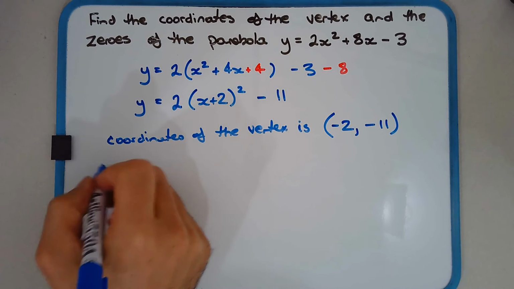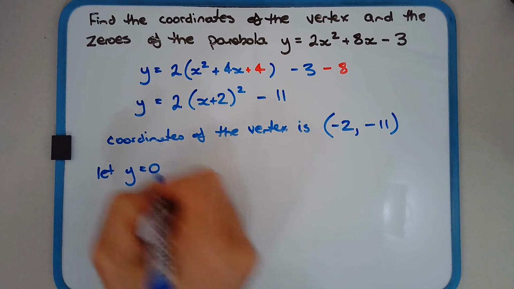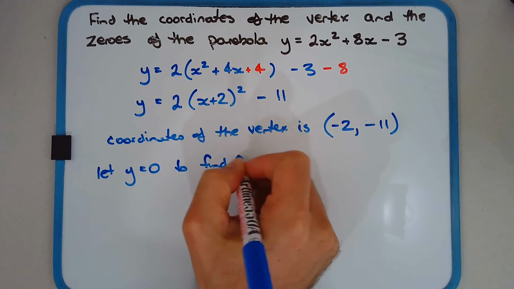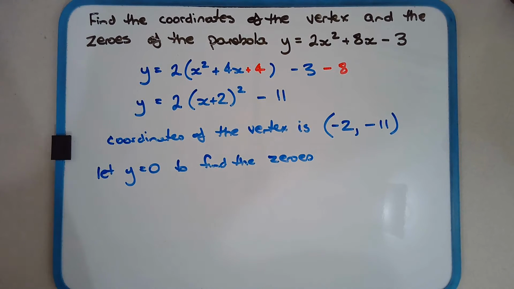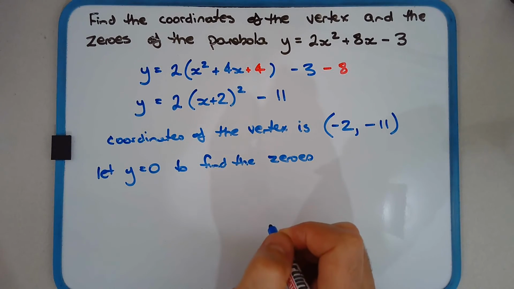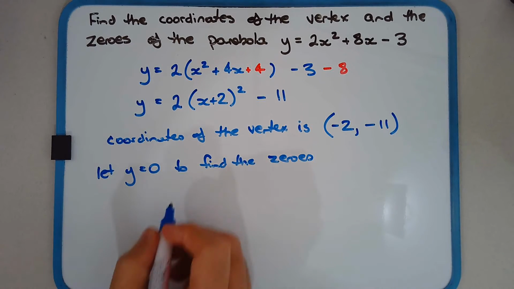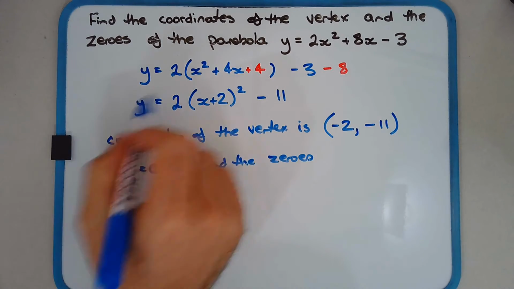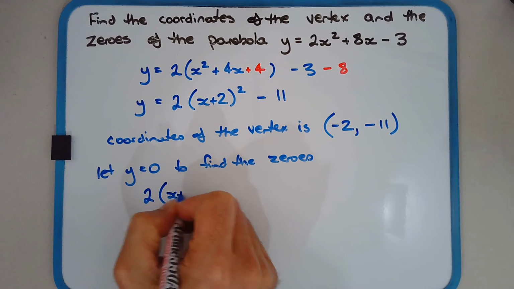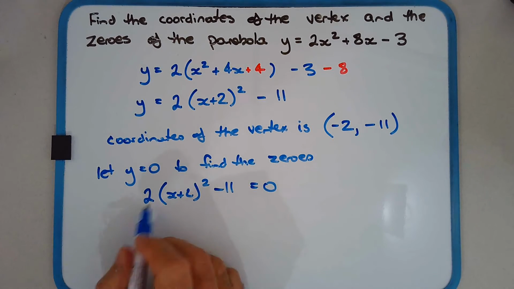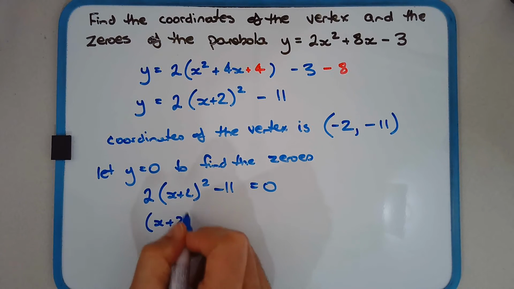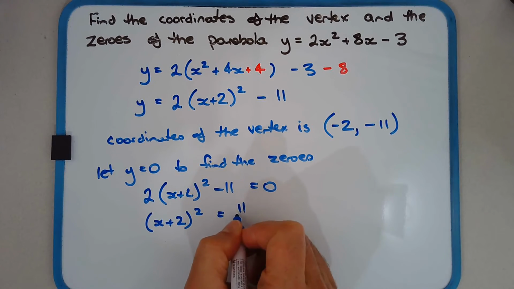What we're going to do is let y equal 0 to find the zeros, or the roots. Sometimes I use the words roots and zeros interchangeably. The zeros refers to the graph, the roots refers to the algebra version of that. But we can use them interchangeably for now. So let y equal 0 to find the zeros. In other words, take this equation here, 2 outside of x plus 2 all squared minus 11 equals 0. Move the 11 over, and we're going to divide by 2 at the same time, so we can do 2 things at once here. x plus 2 all squared is equal to 11 over 2.